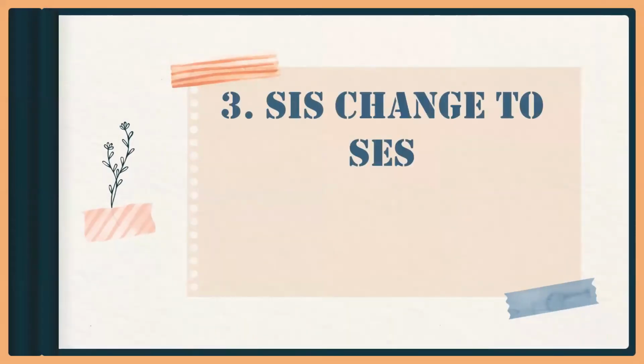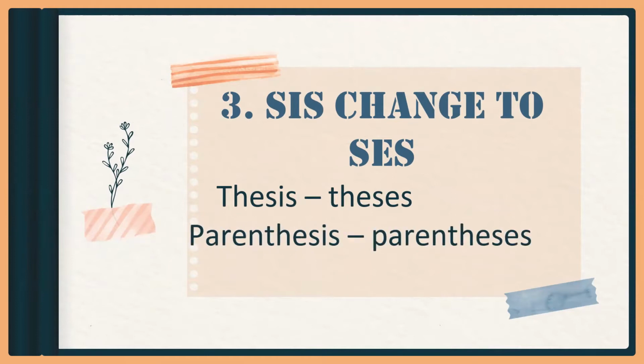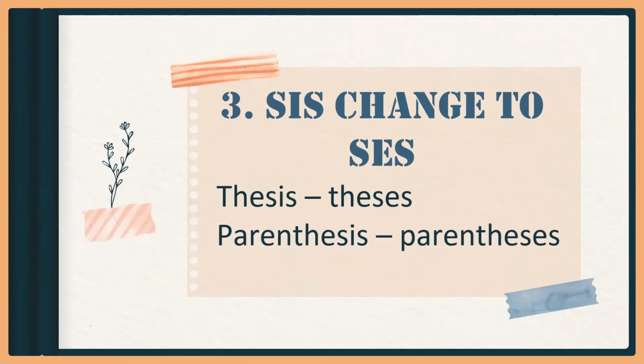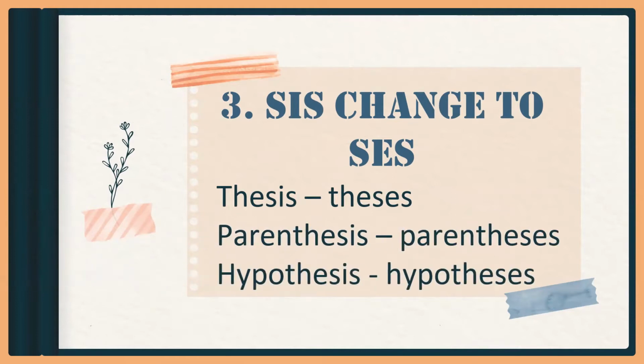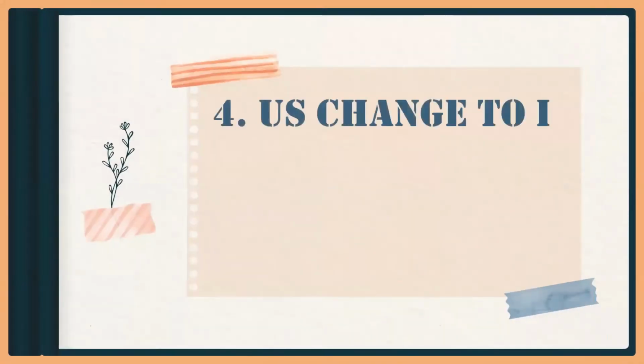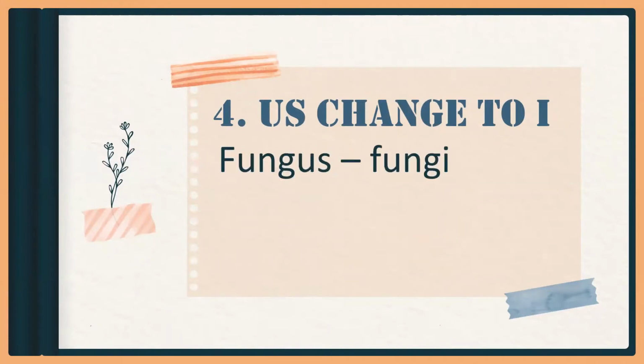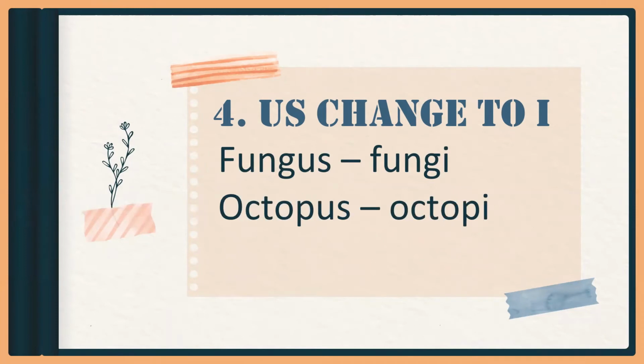Next, we also have IS change to ES. The words ending with IS are the following. We have thesis to theses, parenthesis to parentheses, and hypothesis to hypotheses. Number 4, US changed to I. We have fungus to fungi, octopus to octopi. However, in some English terms, octopus now can have the word octopuses. Next, we have radius to radii.